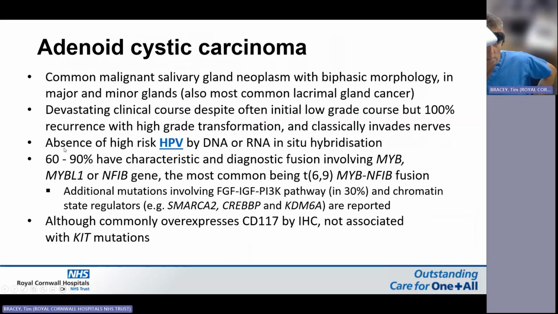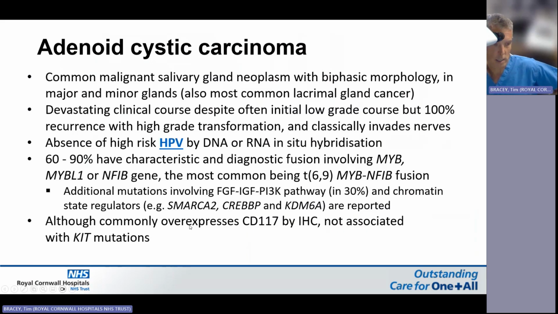So I showed you that one with the positive P16. It's non-HPV related. There is a sinonasal adenoid cystic-like carcinoma, which is HPV related, so it's worth considering that if you're looking at it in a different place like the sinonasal tract. Most of them have a characteristic fusion involving MYB. And you can actually do a MYB immunohistochemical stain, but I tend to send them away for FISH. And there are some other genes that are also involved.